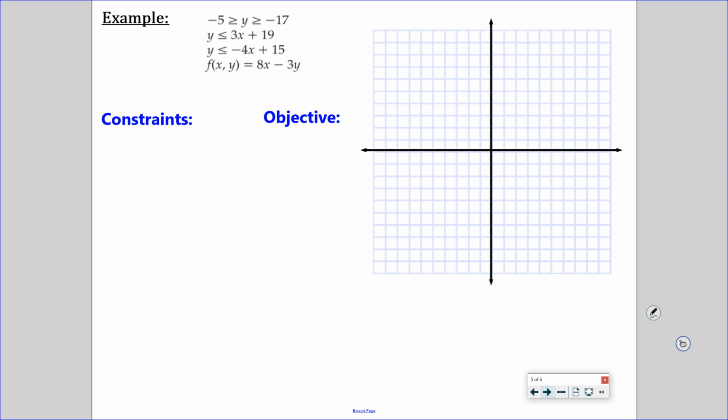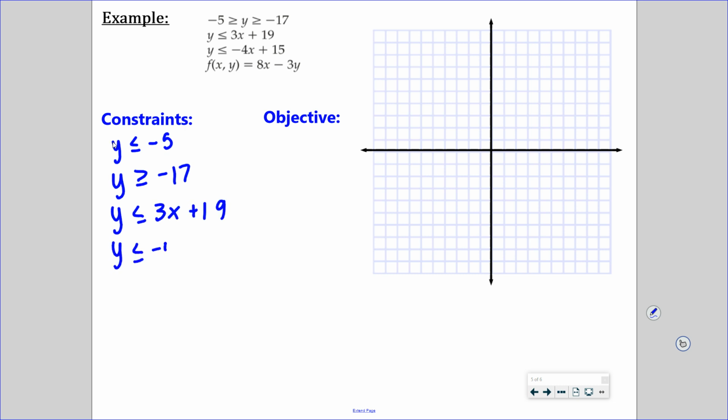Similar setup here. So my constraints are my linear systems. This first one I'd break up again: y is less than or equal to -5, y is greater than or equal to -17. That just helps you graph it. Then we have y is less than or equal to 3x plus 19, and y is less than or equal to -4x plus 15.